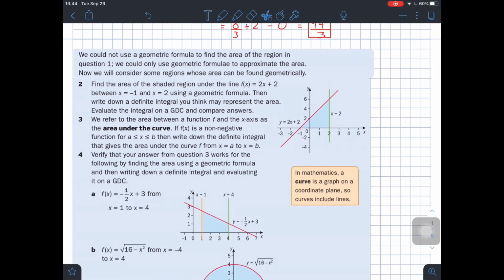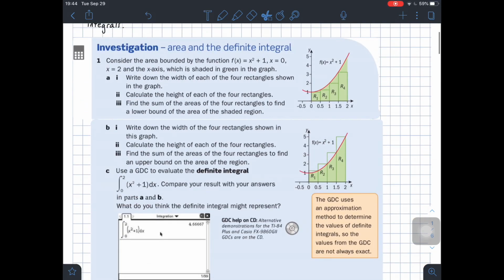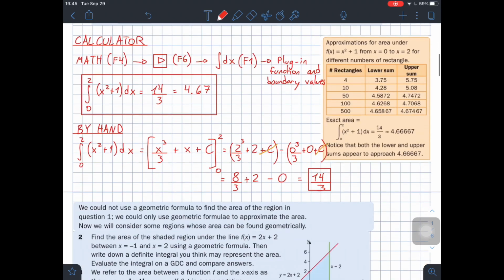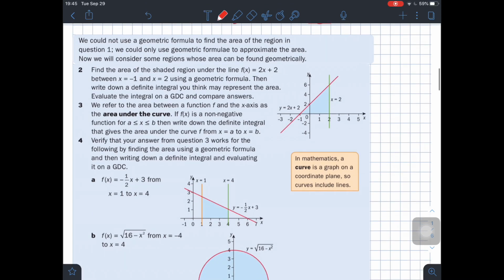So let's continue with this. Then it says, we cannot use a geometric formula to find the area of the region in question 1. You see that this is a curve, right? And we do not know any geometrical formula to find the green area here, right? Because it's an irregular shape. So it says, we can only use geometric formulas to approximate the area, right? Now we will consider some regions whose area can be found geometrically. So let's see how that works.